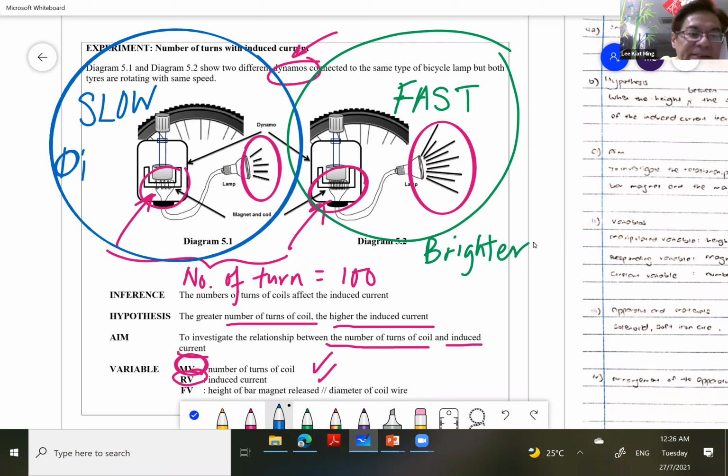Look at the lights. We know that the lights is going to be dimmer.